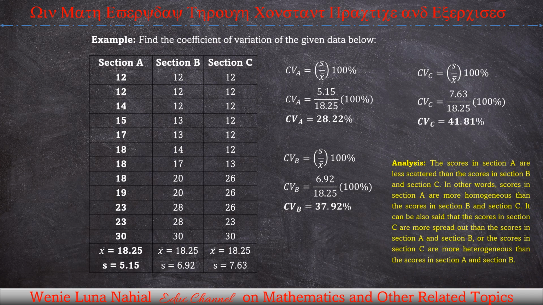Okay? The scores in section A are less scattered than the scores in section B and section C. In other words, scores in section A are more homogeneous than the scores in section B and section C. It can be also said that the scores in section C are more spread out than the scores in section A and section B, or the scores in section C are more heterogeneous than the scores in section A and section B.